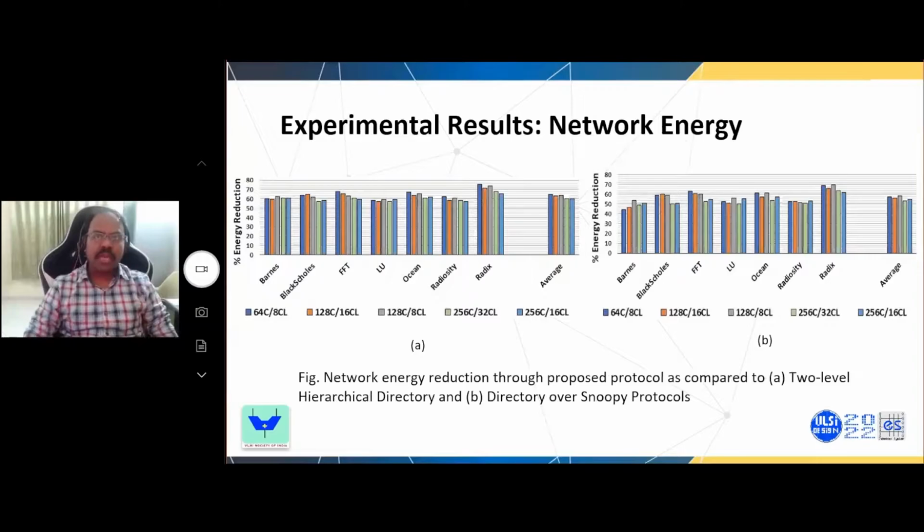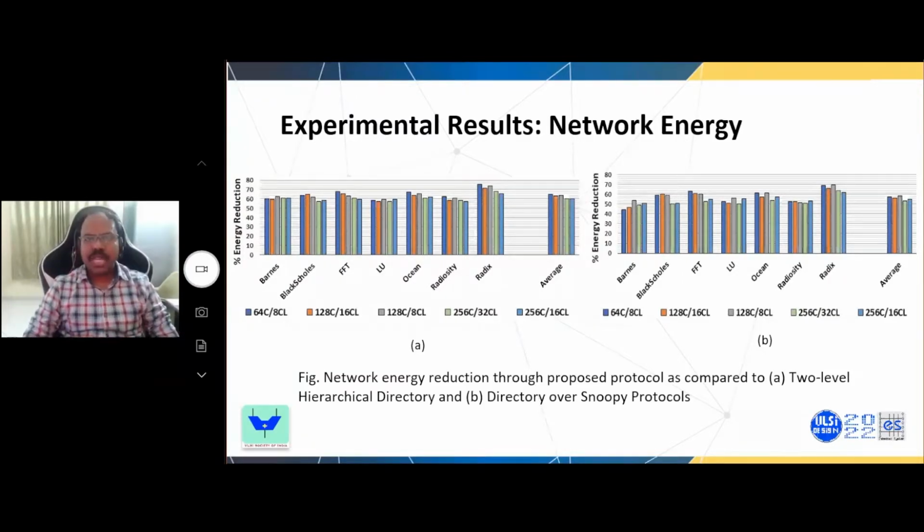Finally, we evaluate the coherence in terms of network energy, wherein the overall energy for coherence traffic communication is computed for all coherence messages across all three evaluated protocols. As can be seen, as compared with the 2-level hierarchical protocol, the overall network energy for coherence communication is reduced by up to 60%, and on average by up to 58%.